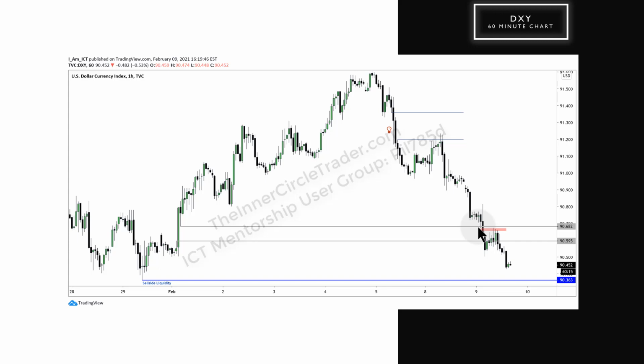If you can't find setups in the euro dollar and supporting it with the dollar index and the pound dollar, you're not interested in learning how to trade. You're interested in hunting the next setup or signal. And that is not what you should be doing. Not what you should be doing, period.